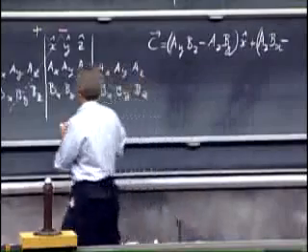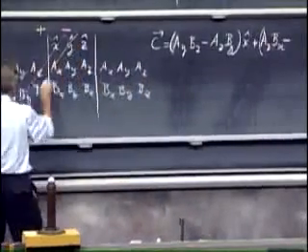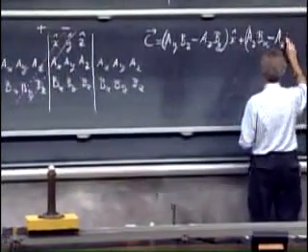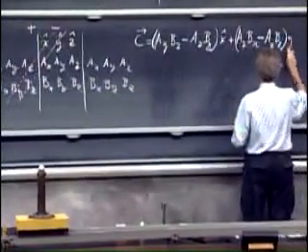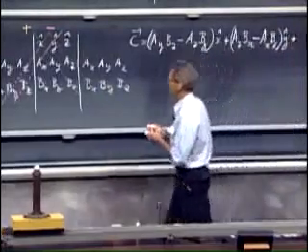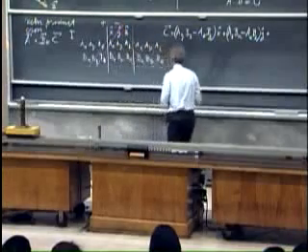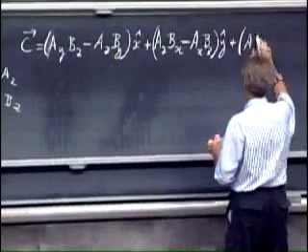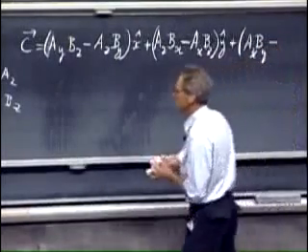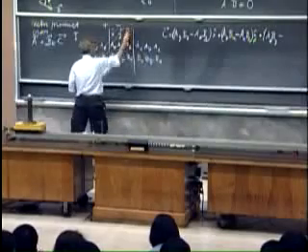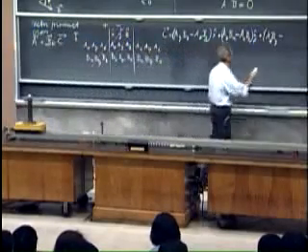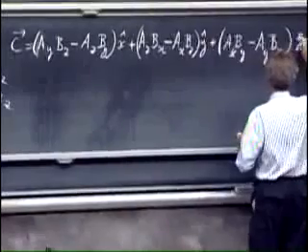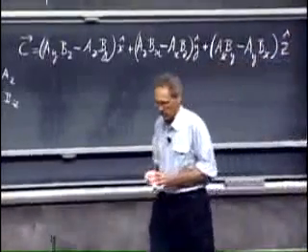Minus this one, AXBZ, in the direction Y. And last but not least, AXBY minus AYBX, in the direction of the unit vector Z.